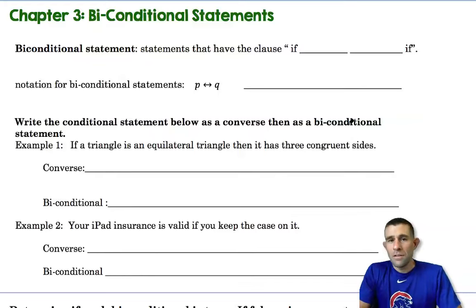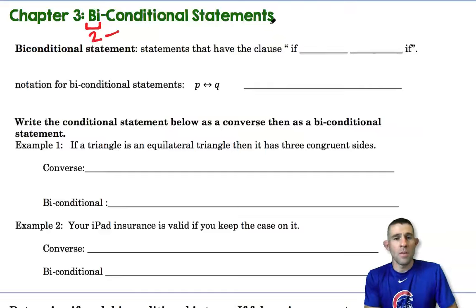Hey guys, today we're taking a look at biconditional statements. Now, a biconditional statement is just that. Bi, remember, is the prefix for two. So really what we have here is two conditional statements, both the original conditional and its converse. Now, biconditional statements are statements that have the clause if and only if.